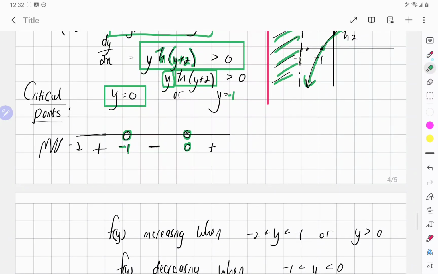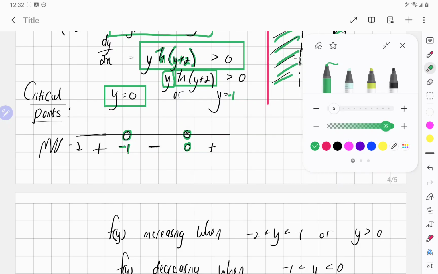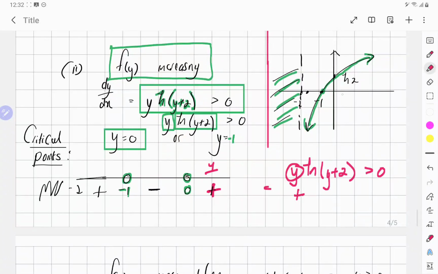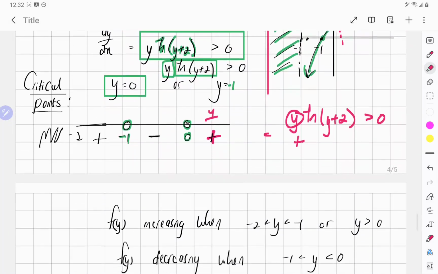But let's check. So this is a common mistake from students. Remember now, you have y times ln of y plus 2 greater than 0. Let's see if we use a number greater than 0. Let's use 1. If I substitute 1 in here, I get positive. If I substitute 1 in here, I also get a positive. Positive times a positive is greater than 0.